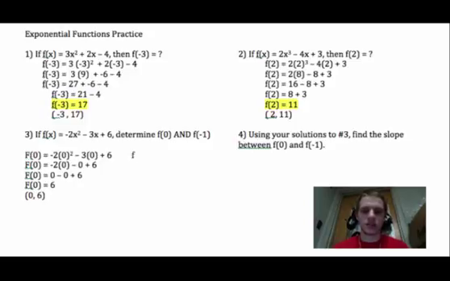Alright, our second function we want to evaluate is f of -1. We're using this same function, but we're just evaluating it for a different input. So substitute those values, -2 times -1 squared minus 3 times -1 plus 6.